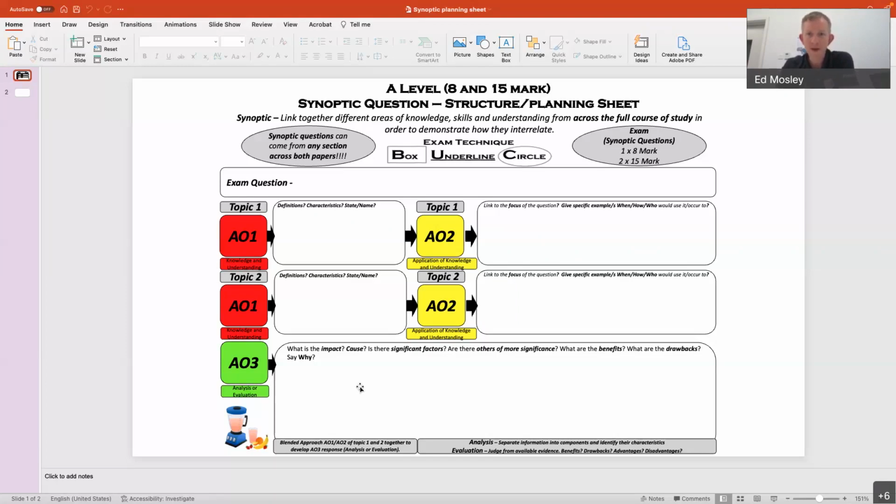Like Lee was saying before, I think about picking 2 different areas of the spec, maybe from paper 1, maybe from paper 2, and see what we can do and just set them off individually or in pairs doing that. That could be quite a good activity. And I completely agree. Now you're looking at this planning sheet. Have you got any immediate observations about this?